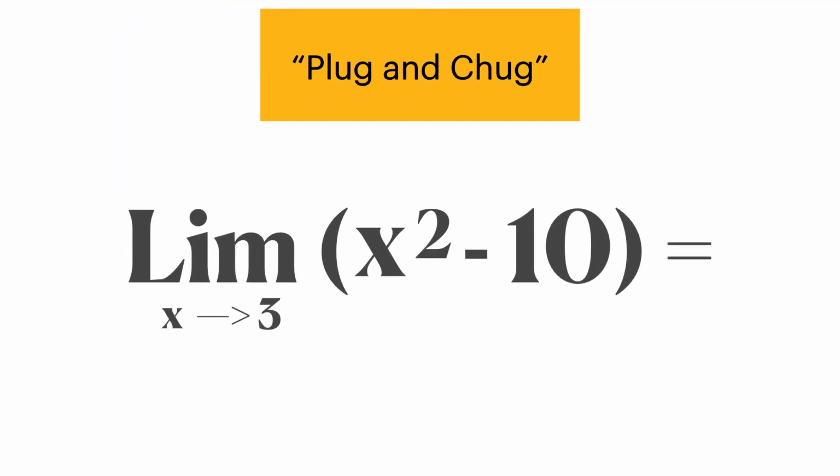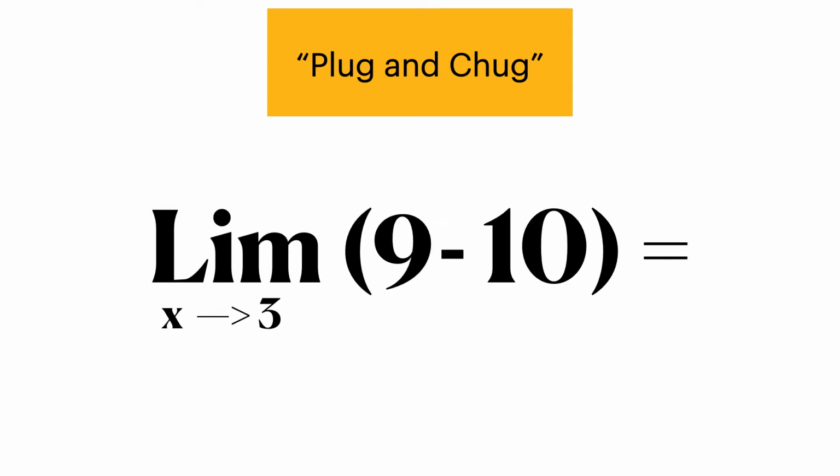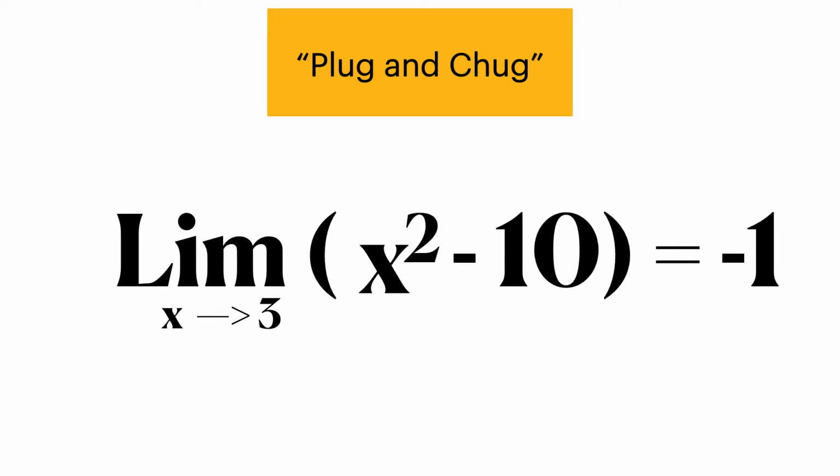Here's our example: the limit as x approaches 3 of x squared minus 10. You could just look at a graph and see what happens, but in this case, since it works, we can just take the 3 and shove it into the x position and see if it works. So 3 squared is 9, and 9 minus 10, as we all know, is negative 1. So the limit as x approaches 3 of x squared minus 10 is negative 1. Now, there are some times where this won't work. So let's go to the next example.